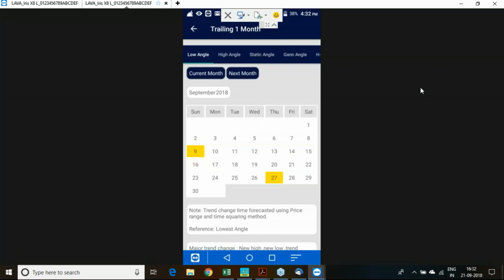In this presentation, I am going to release the trend report for the coming week for Nifty and Bank Nifty future. And before I go to release the trend report, there are two things I just wish to inform you.